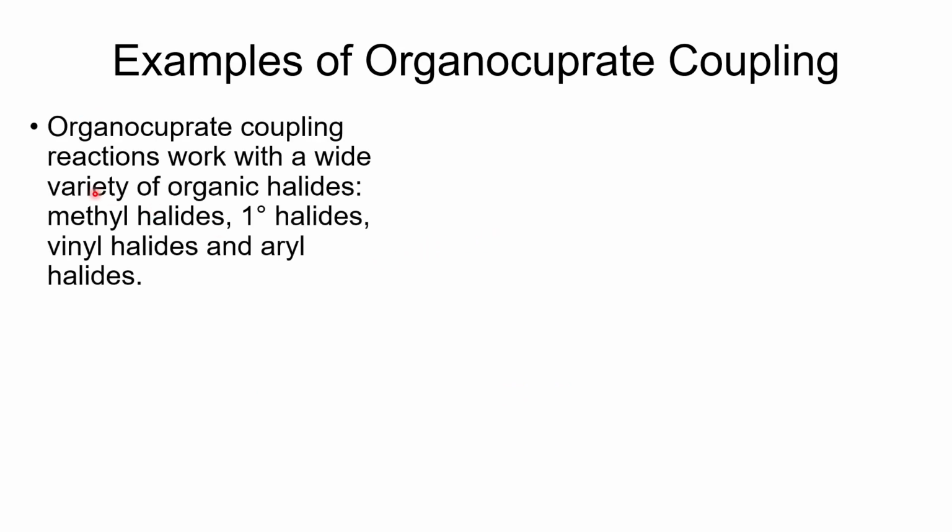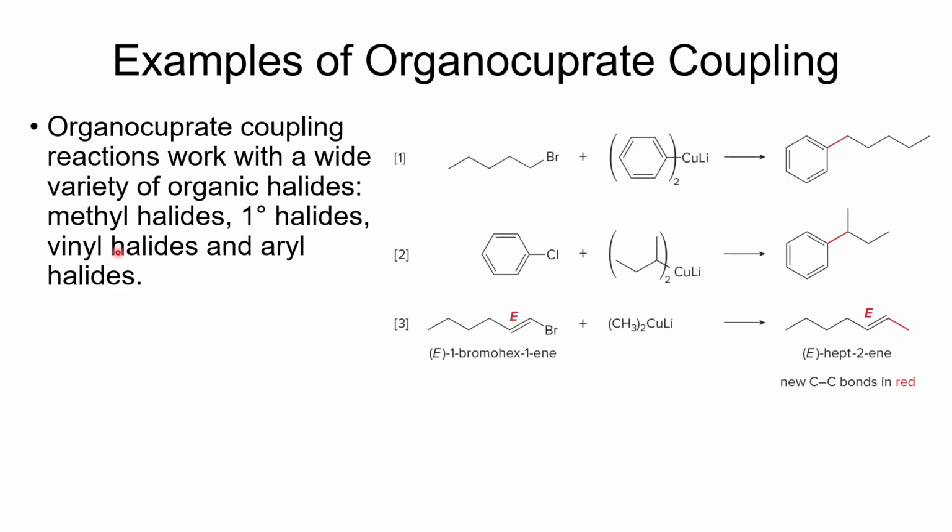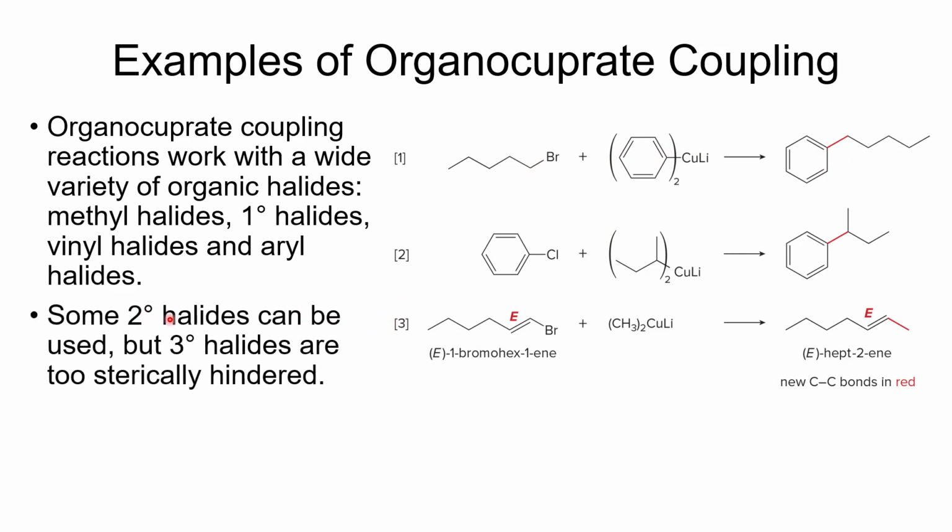They work well with methyl halides, primary halides, vinyl halides, and aryl halides. And those are ones that we were not able to use, the vinyl halides and aryl halides. We were not able to do that with SN2 reactions. So this really gives us a lot of options. So here we can make a new bond between this carbon and this aromatic carbon here, and that's our compound. We can also use it on some secondary halides, but the tertiary halides are a little bit too sterically hindered. And so if we attempt to do a tertiary halide, we probably will have trouble.